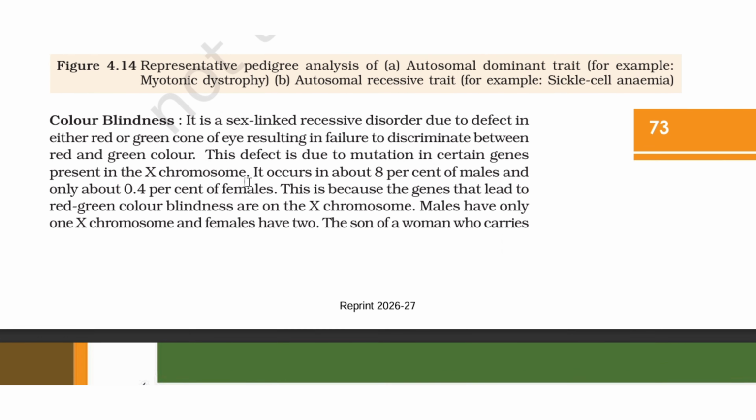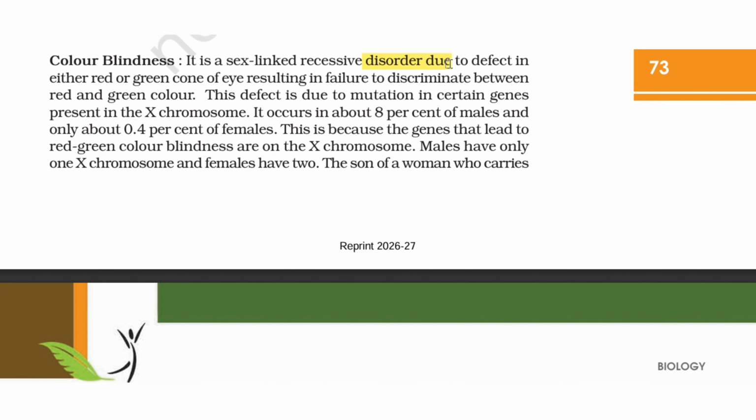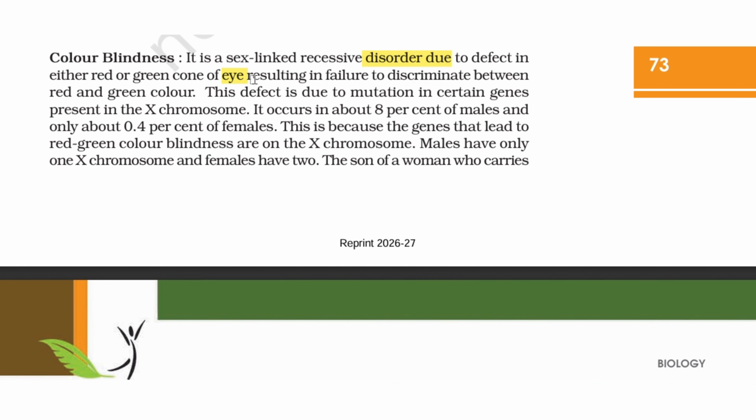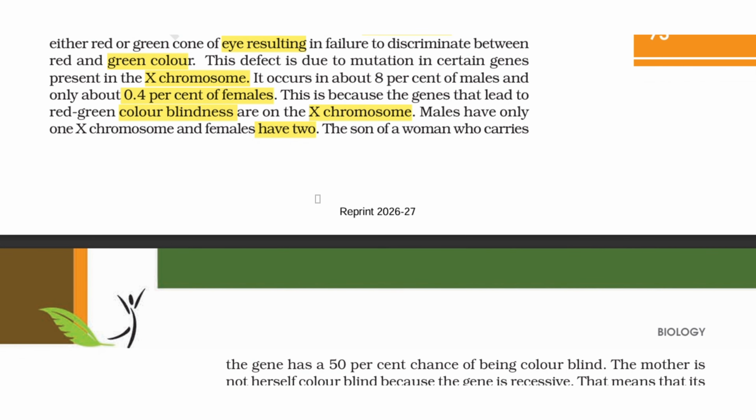Color blindness. It is a sex-linked recessive disorder due to defect in either red or green cone of the eye, resulting in failure to discriminate between red and green color. This defect is due to mutation in certain genes present in the X chromosome. It occurs in about 8% of males and only about 0.4% of females. This is because the genes that lead to red-green color blindness are on the X chromosome. Males have only one X chromosome and females have two.